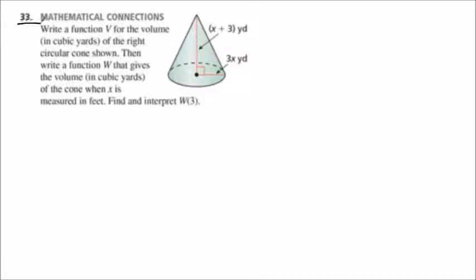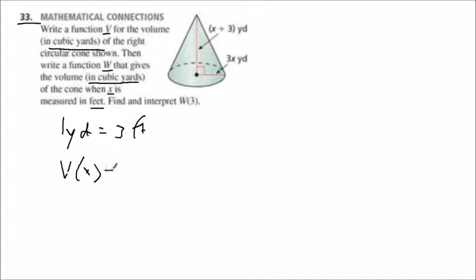Anyways, number 33, mathematical connections. Write a function v for the volume in cubic yards of the right circular cone shown, and write function w, the volume in cubic yards of the cone when x is measured in feet. So instantly you will know that 1 yard is equal to 3 feet, therefore w of x has to be equal to v of 3x. We're going to write a function v of this right now.